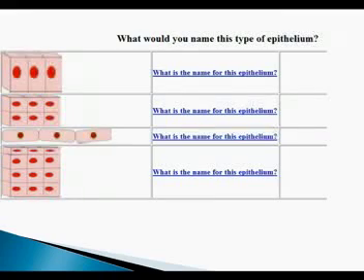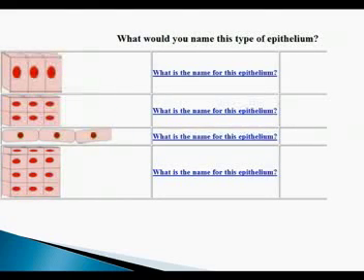All right, so here's a little quiz. What you should be able to do here is break down what it is. So you should have an idea of what to look for. Right? Whenever you're looking at a slide, try to break it down to these really simple components. How many layers does it have? Simple, stratified, pseudostratified. What's the shape? If you could do that, you're golden, right?